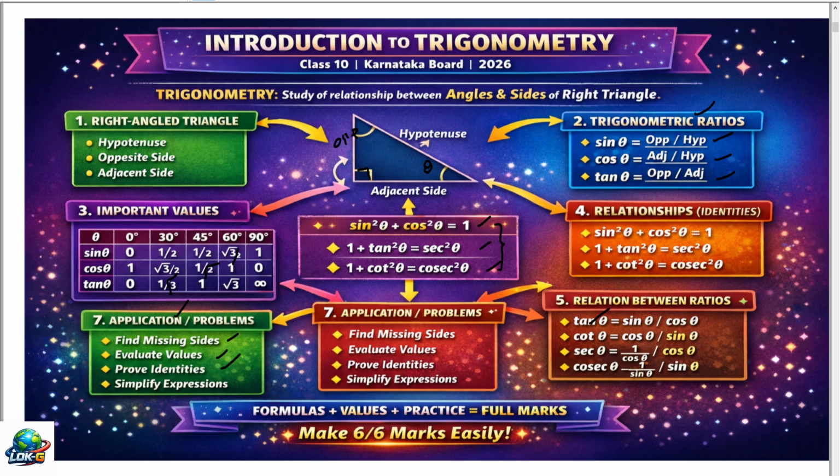Prove identities. These identities, using right angle triangle and Pythagorean theorem, you learnt already how to prove them in the theory class. Then simplify expressions. If the expressions are given, then you must learn simplification. Application problems, find missing sides, evaluate values, prove identities, simplify expressions. Okay. So let us see.